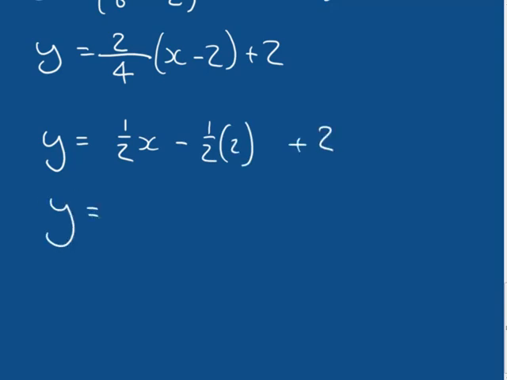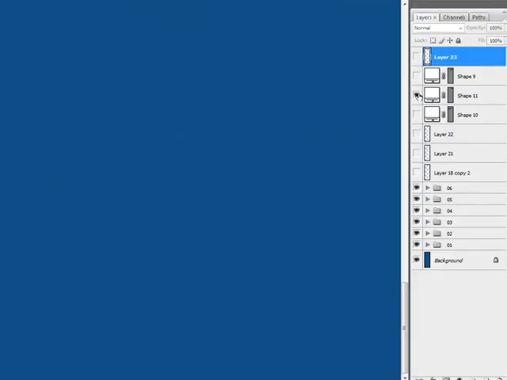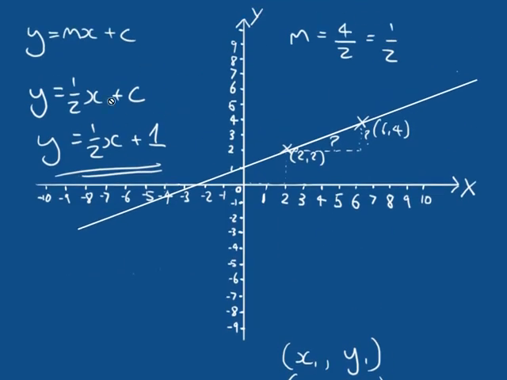That means that y is equal to a half x minus 1 plus 2, which means y is equal to a half x plus 1. The exact same equation that we saw, as I hide this and bring everything else back. The exact same equation that we saw up here. So indeed, it does work.